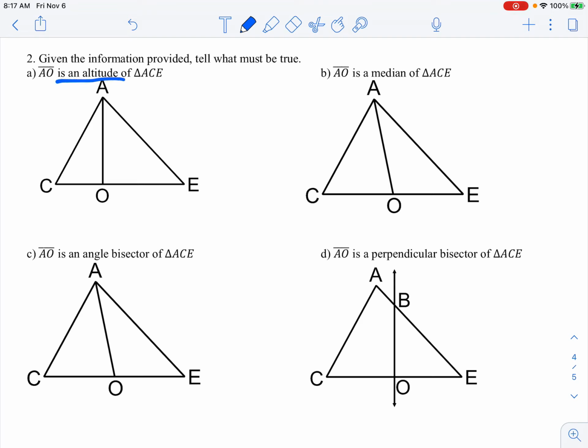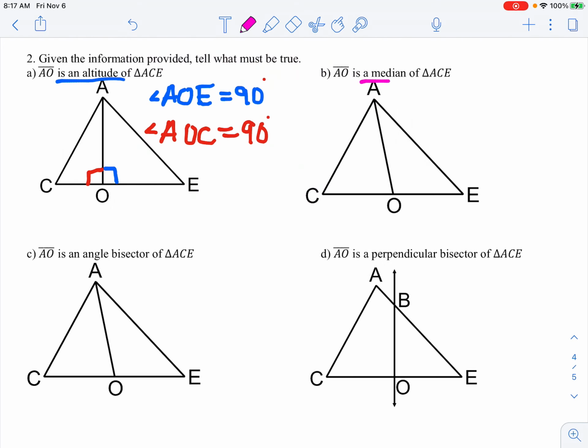AO is an altitude. So an altitude tells us that this forms a 90-degree angle. So technically, angle AOE should equal 90. And now remember, they add up to 180 on a straight line, so technically this one is also 90, which would be AOC is 90. All right, so altitude only forms 90-degree angles. Let's go to letter B.